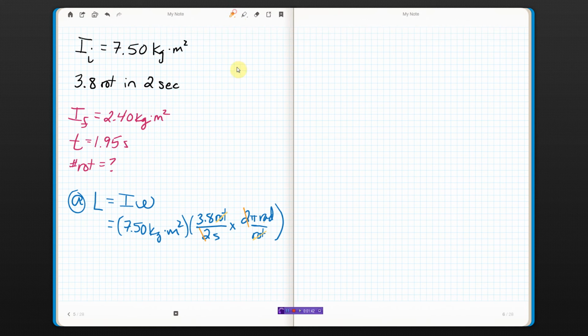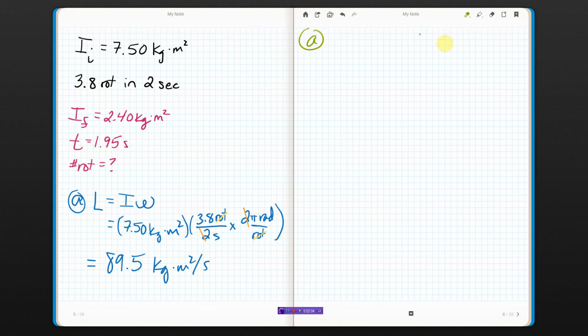All right, let's try that out on the calculator. And I get 89.5 kilogram meters squared per second for the angular momentum. Oops, that should be a B. Rotational kinetic energy is next.